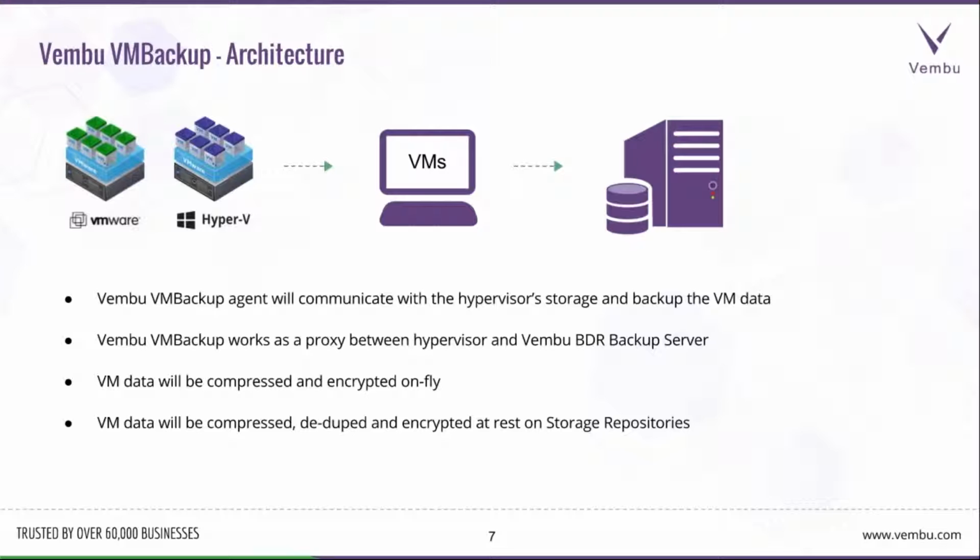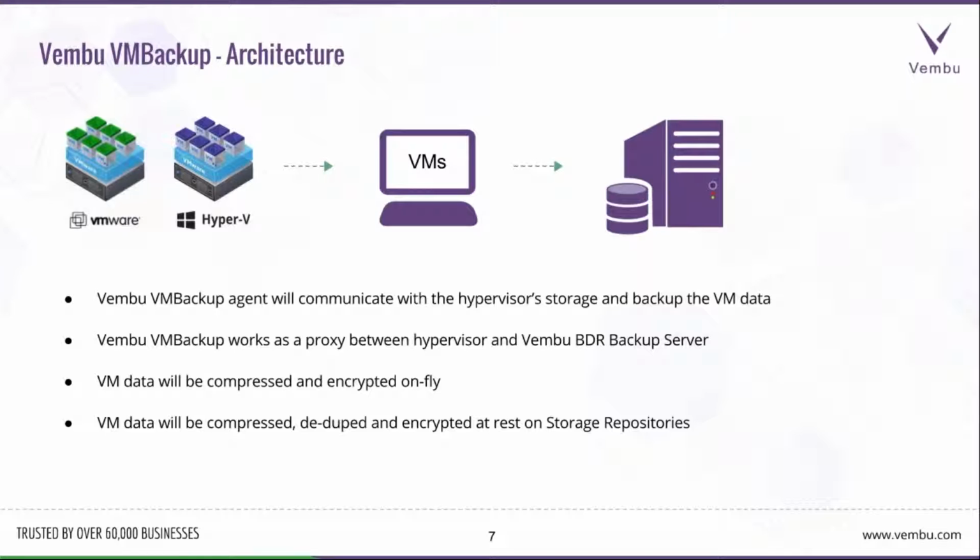Vembu VM Backup has a component called Vembu VM Backup agent, which acts as a proxy between the VMware and Hyper-V environments and the actual BDR server. This agent will read the information from VMware and Hyper-V. It encrypts and compresses the data, and only the encrypted and compressed data will be sent to the BDR server, where it will be stored in the BDR storage repository with our own file system called Vembu Hive.